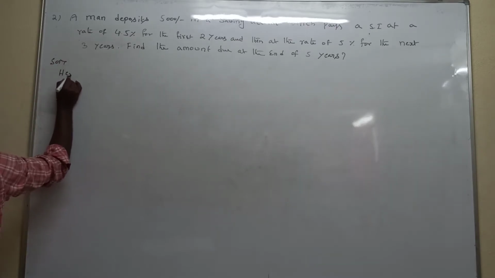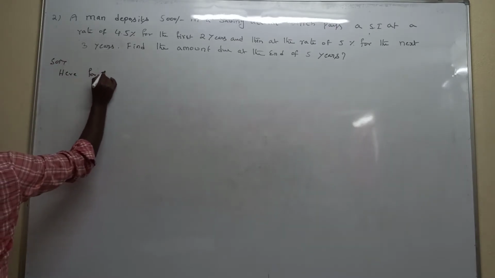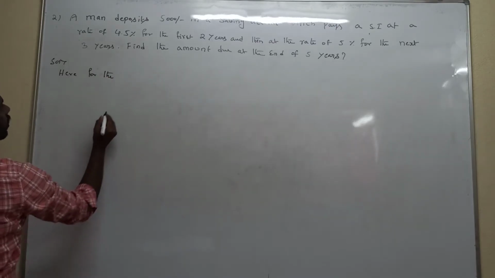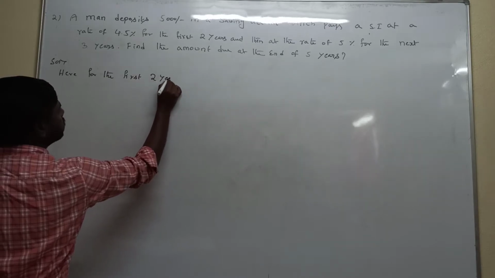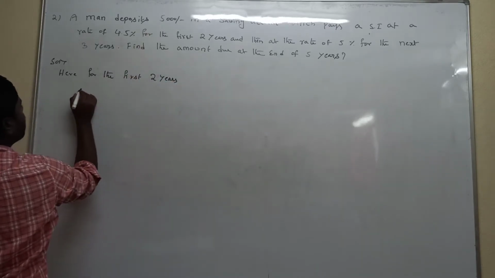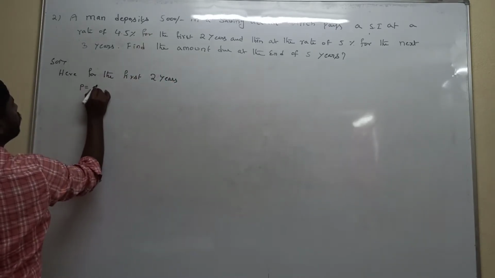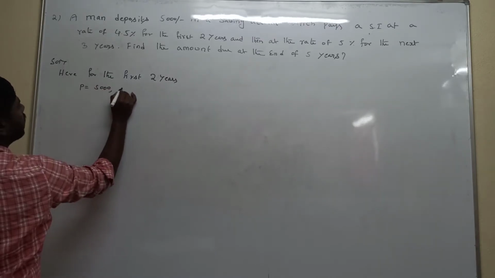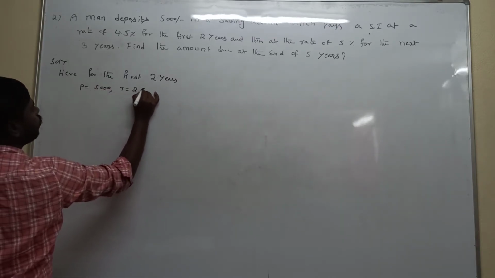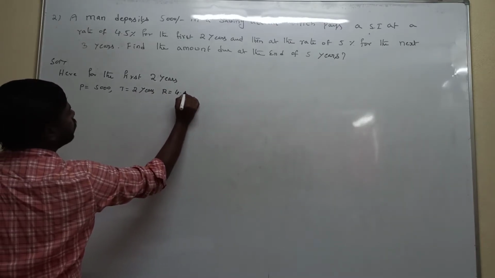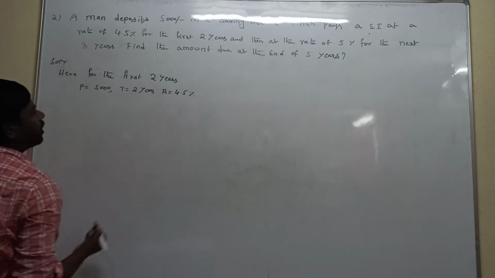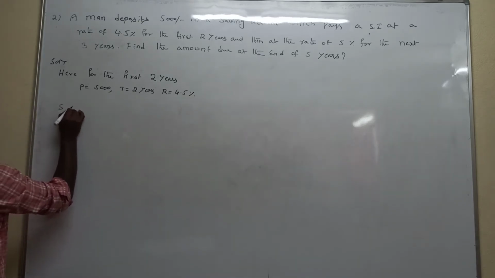Here, for the first 2 years, what is the principal amount given? Capital P is equal to 5,000, time T is equal to 2 years, and rate of interest capital R is equal to 4.5%. We need to calculate the simple interest here.